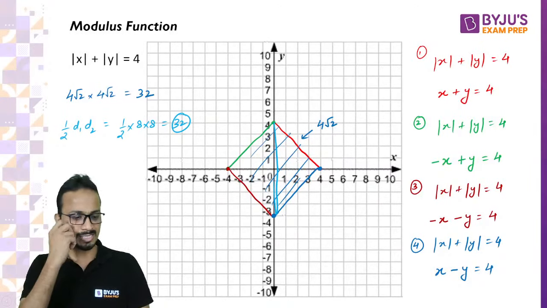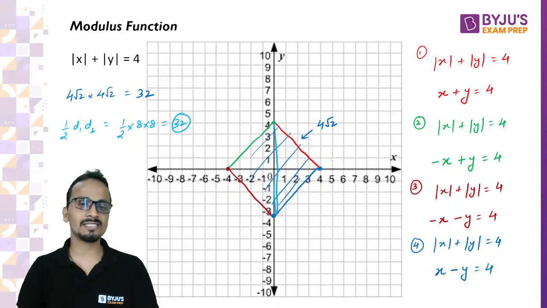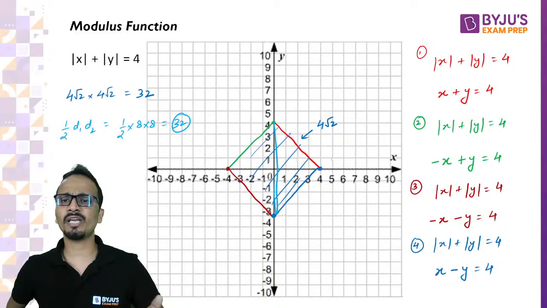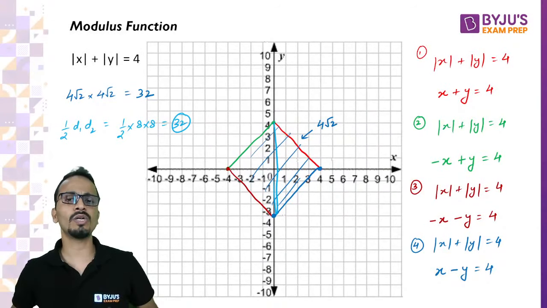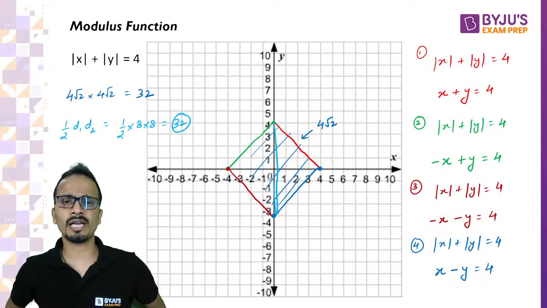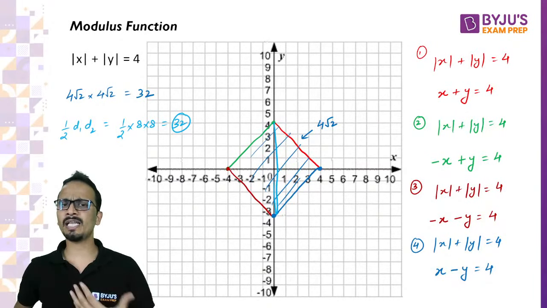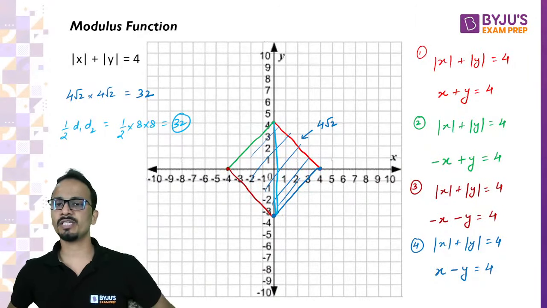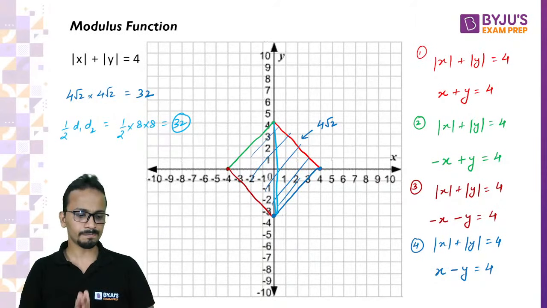Okay, so this is the general type of questions that are asked in our examinations. So they'll give you a graph like this, they'll give you an equation like this, mod x plus mod y equal to 5, equal to 6, or whatever, and they'll ask you to plot the graph of this function, or they'll ask you questions which are related to the graph of this particular function. All right, fine.